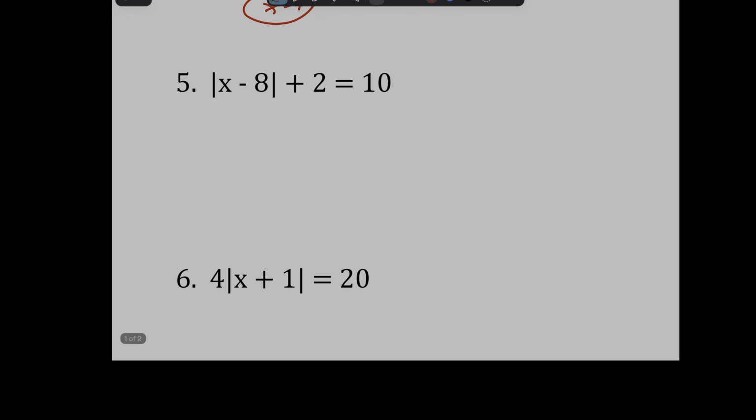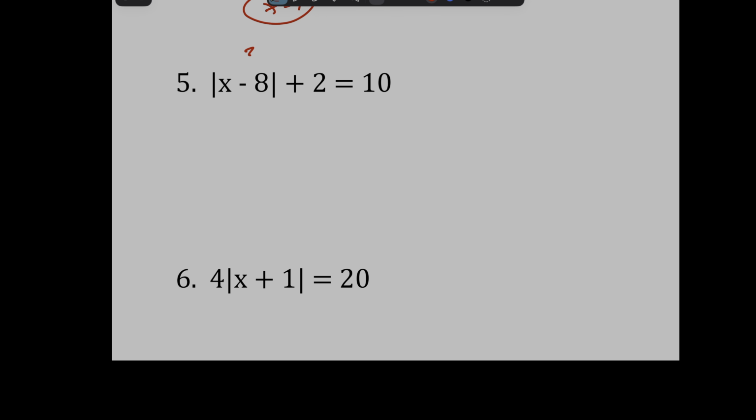Now on this one, okay, this one's a little bit different. That thing that I did where we go plus or minus to the right side, you're only allowed to do that when the only thing on the left is the absolute value. This plus 2, because this gets in the way, I can't do that.